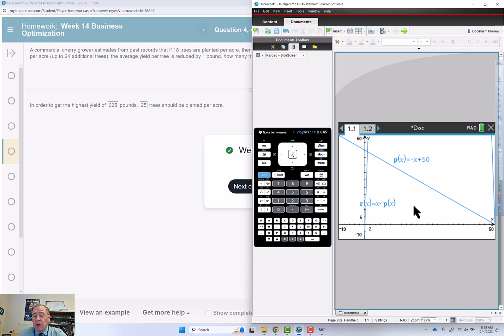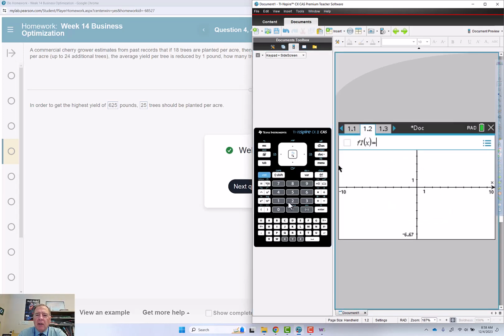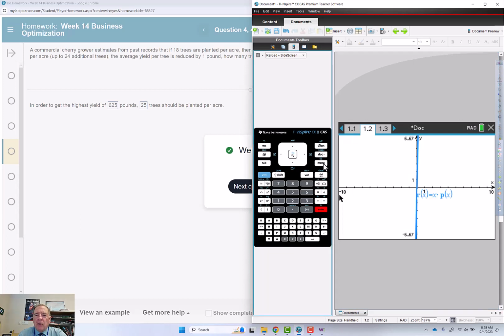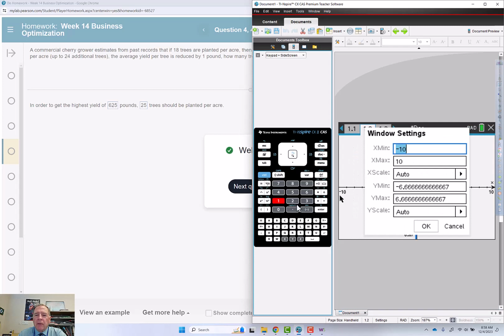And the pounds per acre, or the revenue function as I'm calling it, we're going to use the same X window, but it needs to be a lot taller for Y. So I'm going to add another graph page, and call that revenue as a function of x, and it's x times the demand function. We'll hit enter, menu for 1.